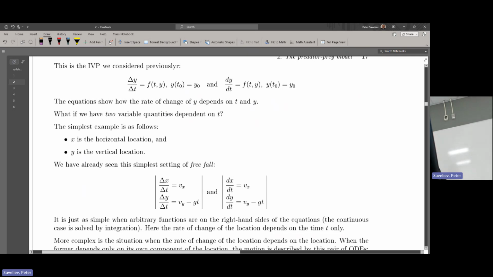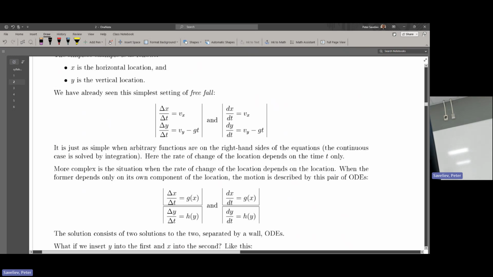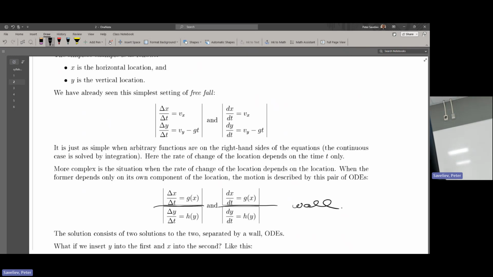Entirely, the horizontal component has nothing to do with the vertical component, and the vertical component is free fall. As you can see, that negative gt is the term that creates acceleration in a downward direction, and horizontally there is nothing, so it's a constant velocity. That's all there is, really. Like I said, I try to put a wall here, suggesting a wall between the 2, and you don't really need to do anything beyond what we have done before. It is 2 one-dimensional problems, and they are solved separately as we did just last time.